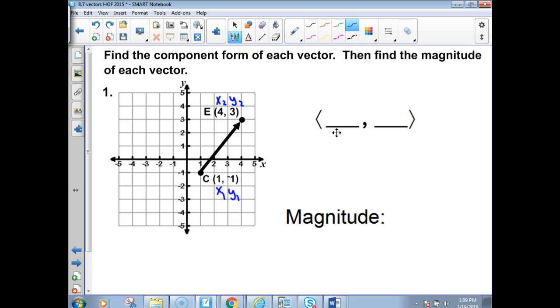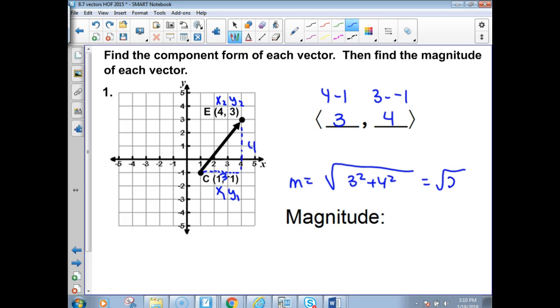So to do component form, we subtract the x's, 4 minus 1, and we subtract the y's, 3 minus negative 1. That gives us 3, 4, which is the same as counting over 3 and up 4. The magnitude is the square root of 3 squared plus 4 squared, which is the square root of 25, and that gives us 5.